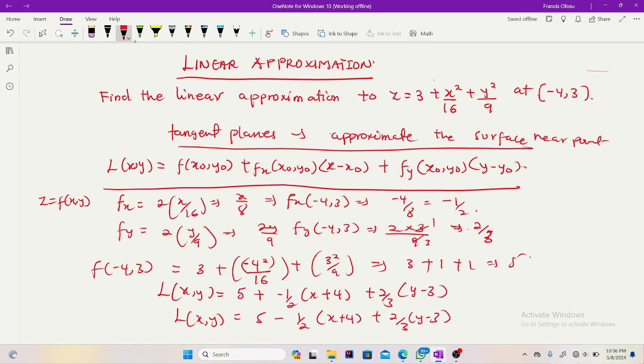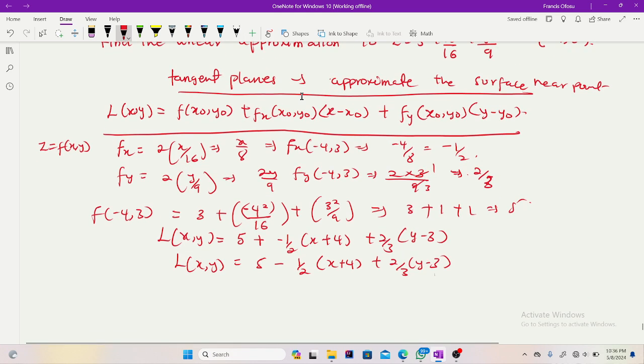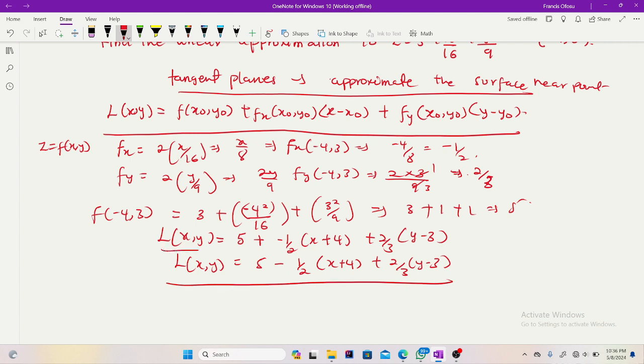So now we have approximated our function at the point negative 4, 3, and that is what we are getting here at the point negative 4, 3. This is the approximation. So always, in summary, to find the linear approximation, find the partial derivatives at the particular point given. Then you multiply them by x minus x naught, that is the change in x, and y minus y naught, the change in y. Then after, you add it to the actual functional value to give us our approximated function.